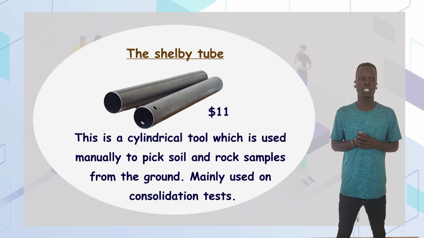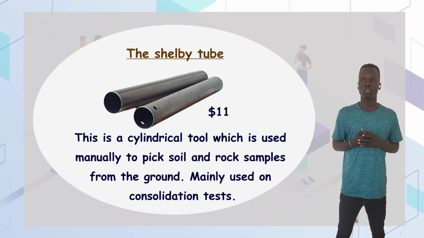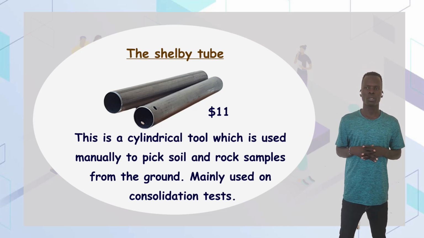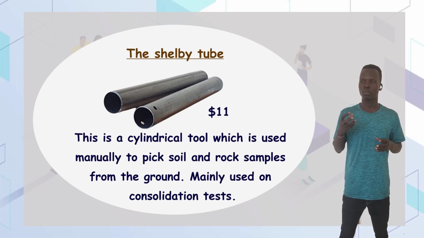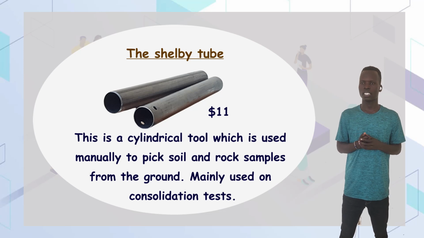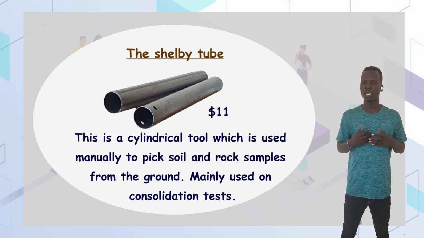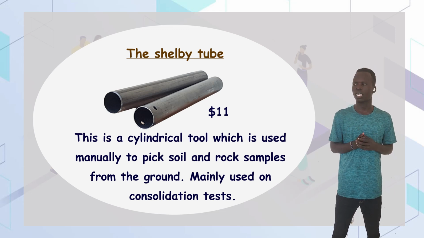The next tool is the shelby tube. A shelby tube is a thin-walled cylindrical tube, which is used manually for picking soil samples from the required site. It is mainly used for the consolidation test. Its price is just $11.